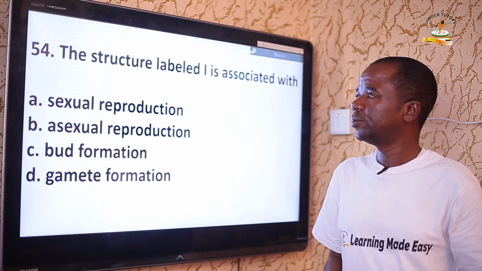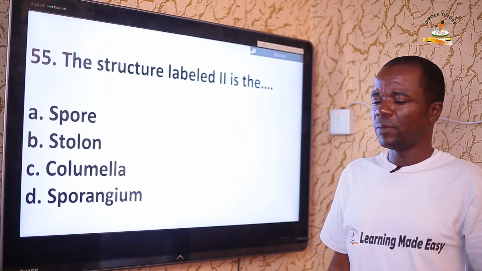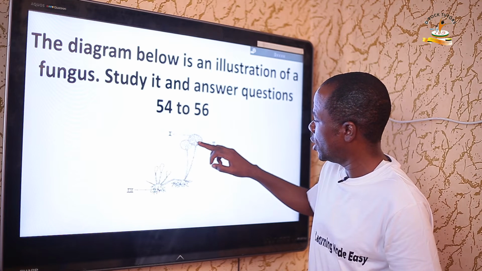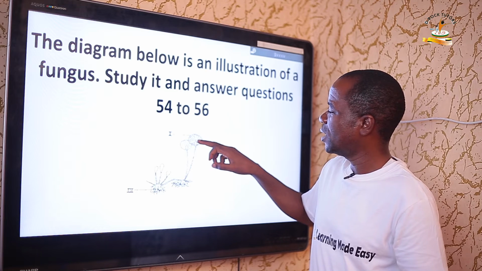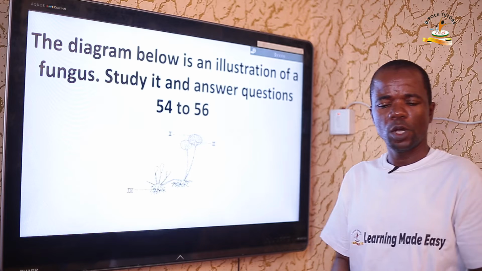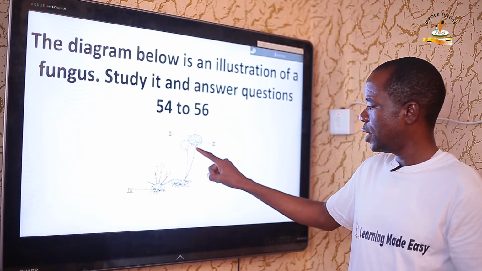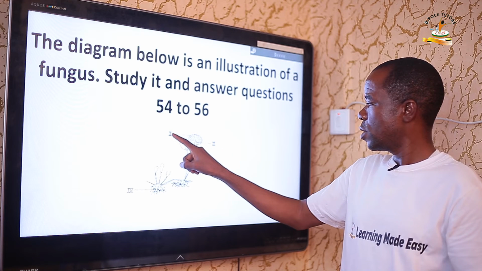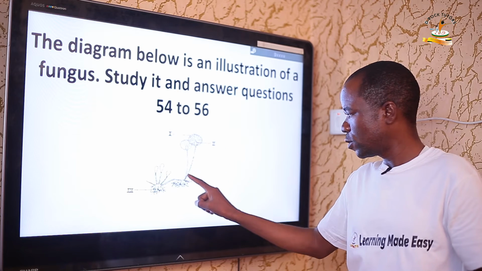Number 55. The structure labeled 2 is the dash. Let's take a look at the diagram again to see what structure 2 is. If you see the structure labeled 2 here, it's the columella. The columella is a particular arc-like structure that separates the sporangiophore from the sporangium. And by the way, this particular long one here, the one that looks like the long stem, that is the sporangiophore. The Roman figure 1 here, that is the sporangium. What separates this sporangiophore from this?